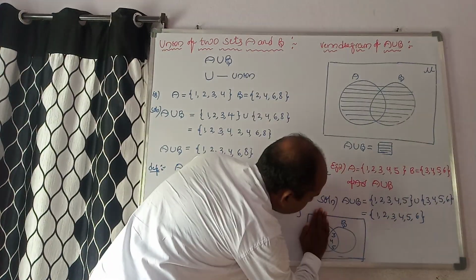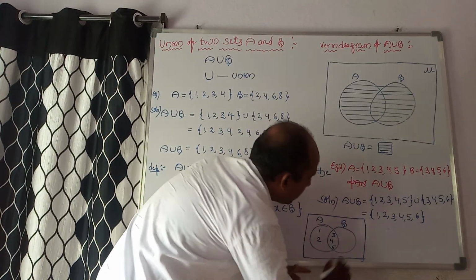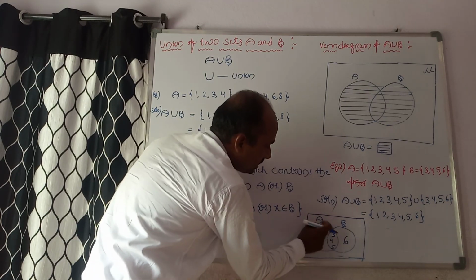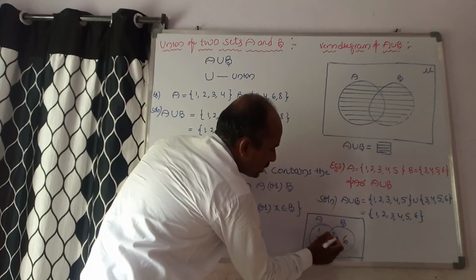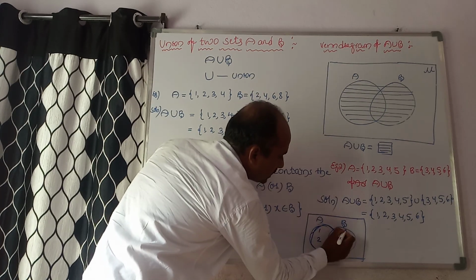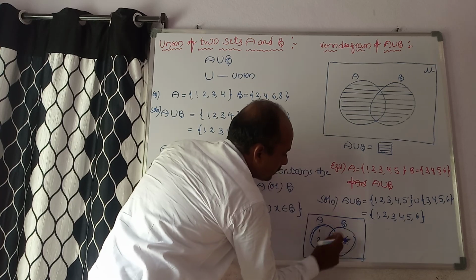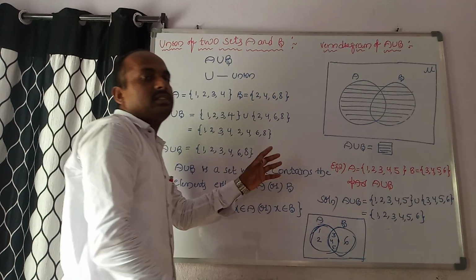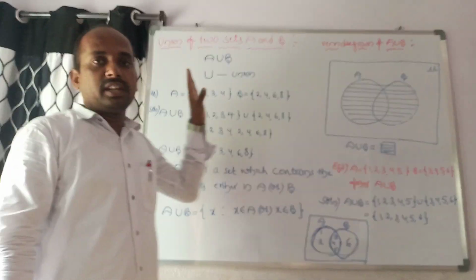So this part is the common part, this is only the A part, and this is only the B part. The total of this part is called the A set, and this is the B set. This is the A union B, the introduction of A union B.